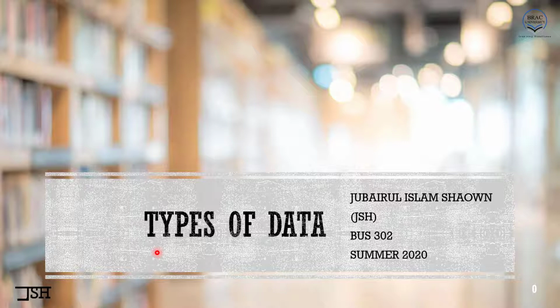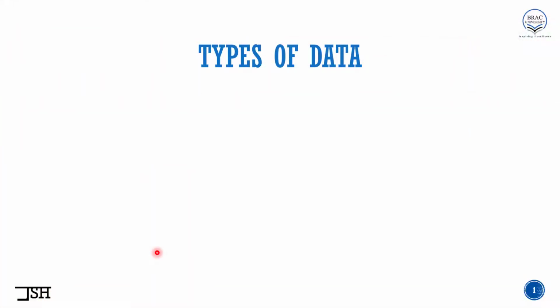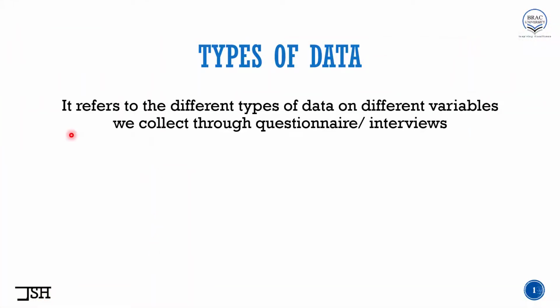Now, in this class, we are going to discuss all the different types of data that we collect through questionnaire or survey or interview. Now, what do we mean by types of data? Here goes the definition. It refers to the different types of data on different variables we collect through questionnaires or interviews. Let me explain the definition here.